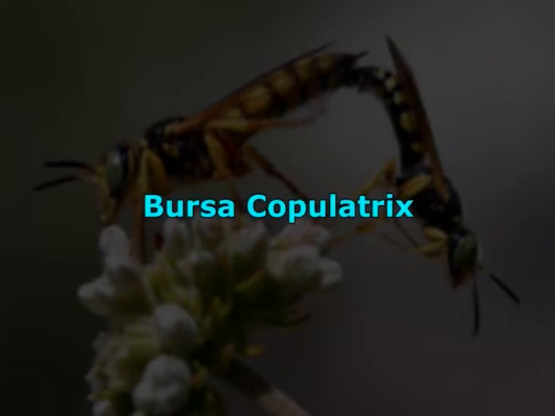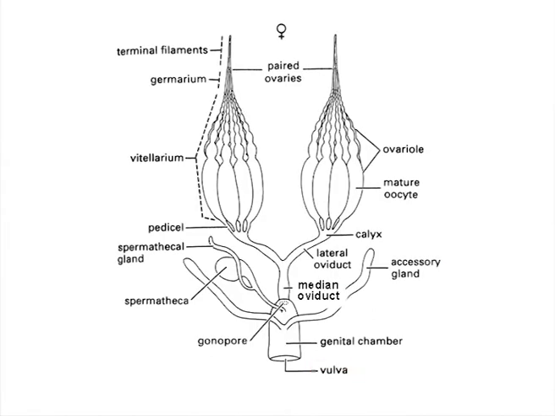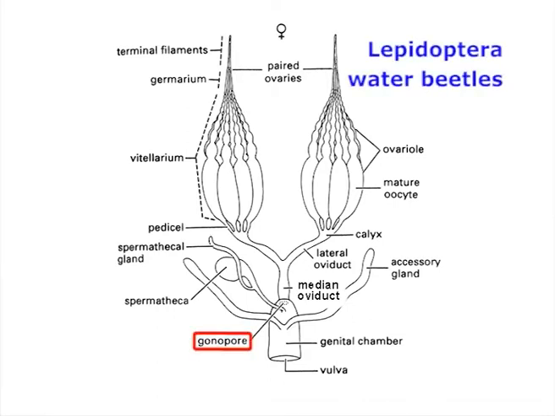Bursa copulatrix. In some insects, the genital chamber or vagina develops into a separate pouch called bursa copulatrix, into which insects have 2 reproductive openings. One is vulva for receiving the sperms, open on the 8th sternum, and another one is ovipore or gonopore on the 9th segment for discharging the eggs. Example, Lepidoptera and water beetles.